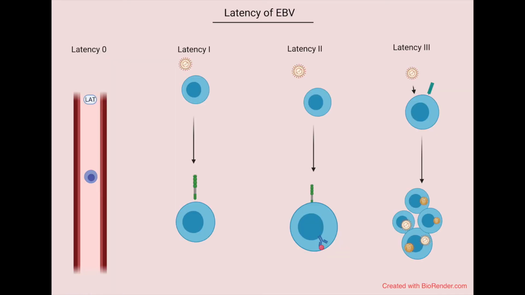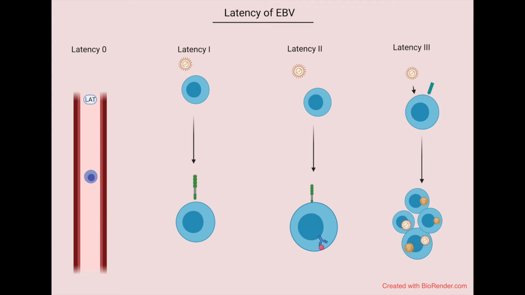EBV is classified as a persistent infection because of its latency characteristics. Epstein-Barr virus can establish latency in a number of ways, one of which being able to produce a variety of latent proteins within the B cell, along with small coding and non-coding RNAs and microRNAs. This is known as latency 3, as seen on the far right, and commonly leads to proliferation of infected cells.